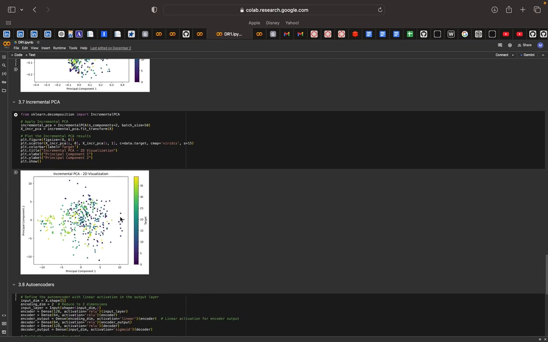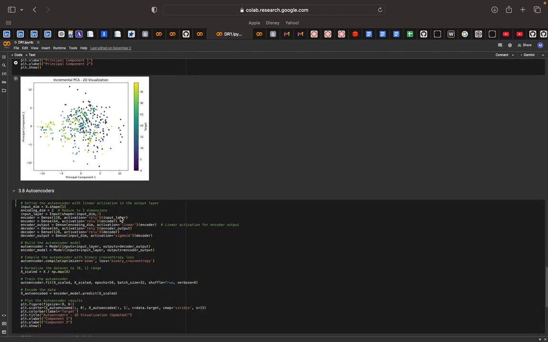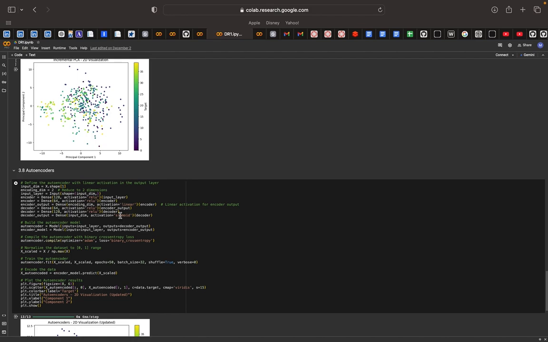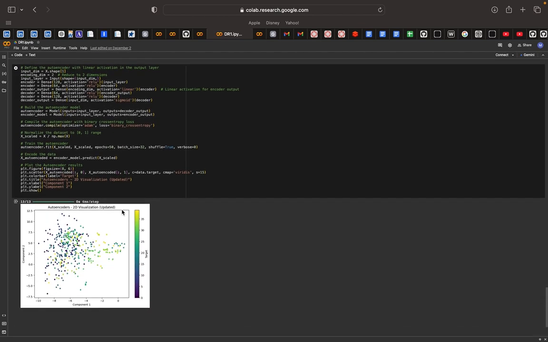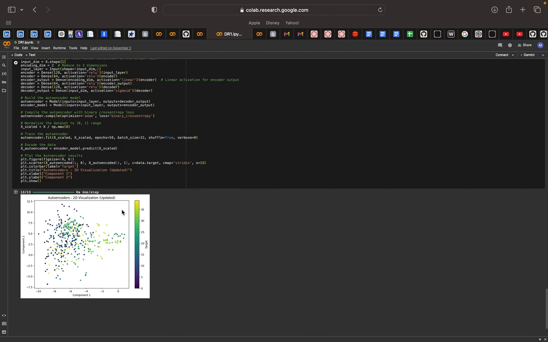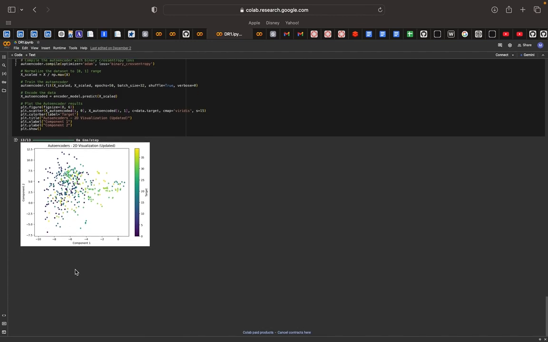And then we apply autoencoders. This is a neural network based approach, and it allows us to learn a compressed 2D representation of the dataset. The encoder maps the input to a lower dimensional space, and the resulting plot shows the learned embeddings. That's about it for the first Colab, and we'll go on to the next one.